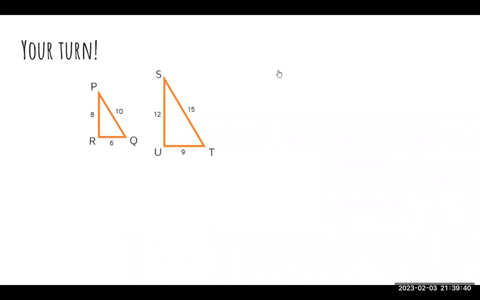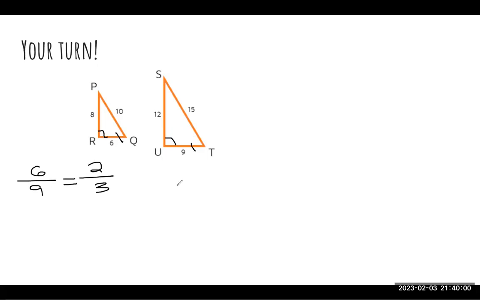All right, so let's first find corresponding sides. They're in the same orientation, and we do have this right angle here, so it's pretty easy to determine which sides are corresponding. So we know this 6 and 9, we'll start there. So 6 over 9. Well, if we simplify this, 6 divided by 3 is 2, 9 divided by 3 is 3. Okay, so 2/3. Now we can look at this 10 and this 15, okay? So 10 over 15. Well, 10 divided by 5 is 2, 15 divided by 5 is 3. All right, so this is 2/3.